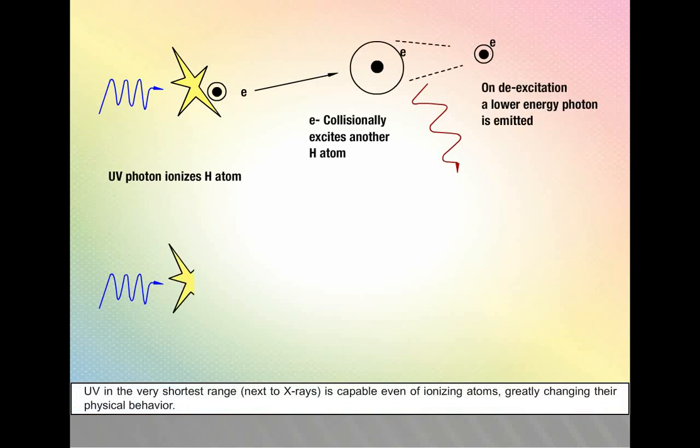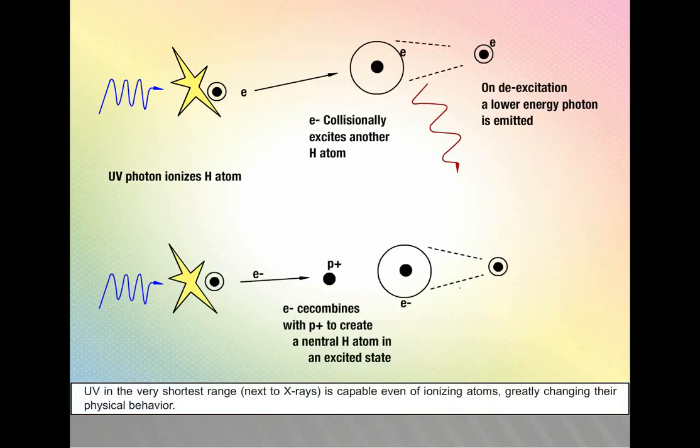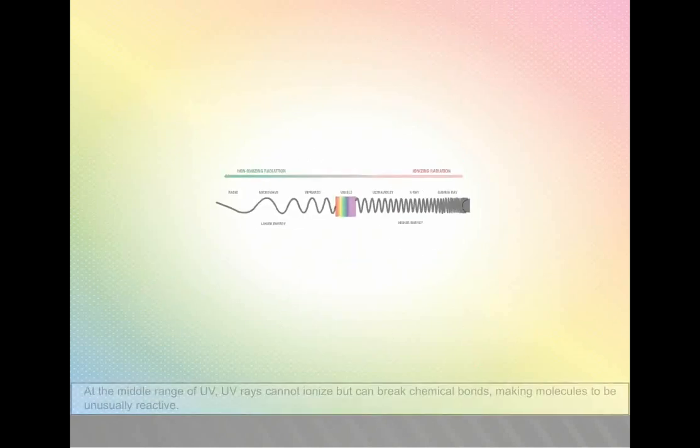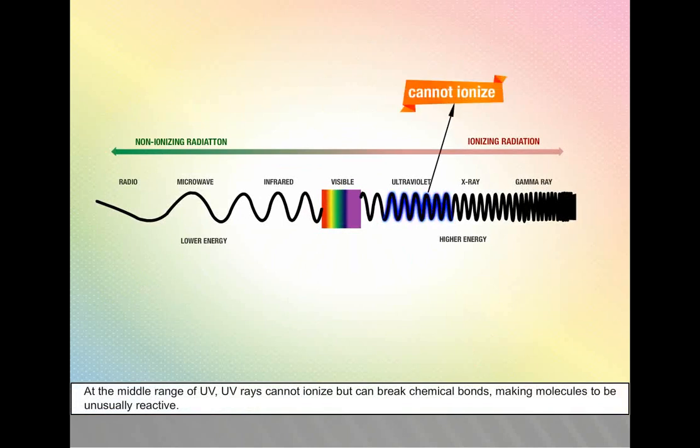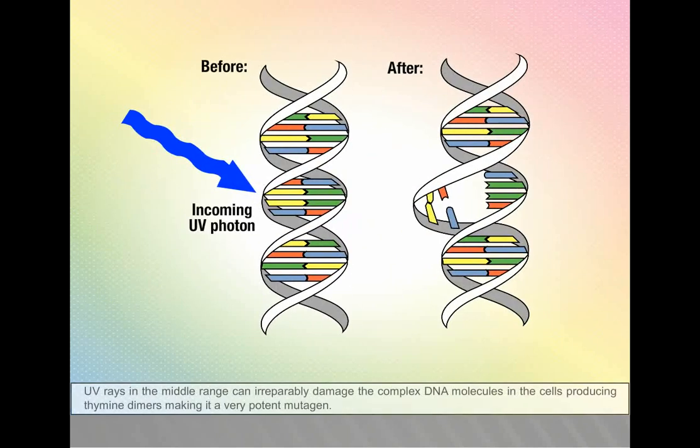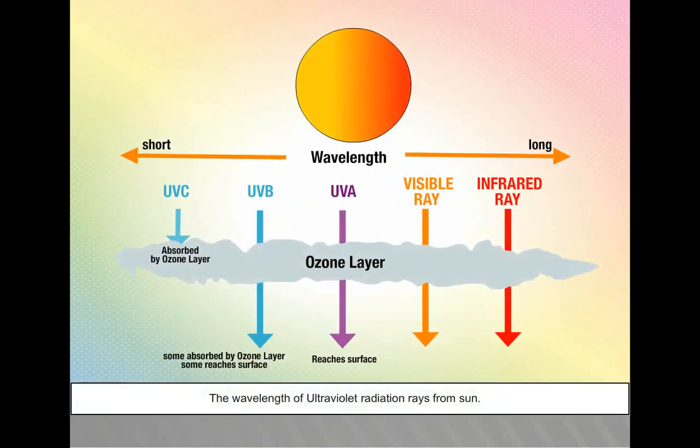UV in the very shortest range next to X-rays is capable even of ionizing atoms, greatly changing their physical behavior. At the middle range, UV rays cannot ionize but can break chemical bonds, making molecules unusually reactive. UV rays in the middle range can irreparably damage the complex DNA molecules in the cells, producing thymine dimers, making it a very potent mutagen. The wavelength of ultraviolet radiation rays from the Sun.